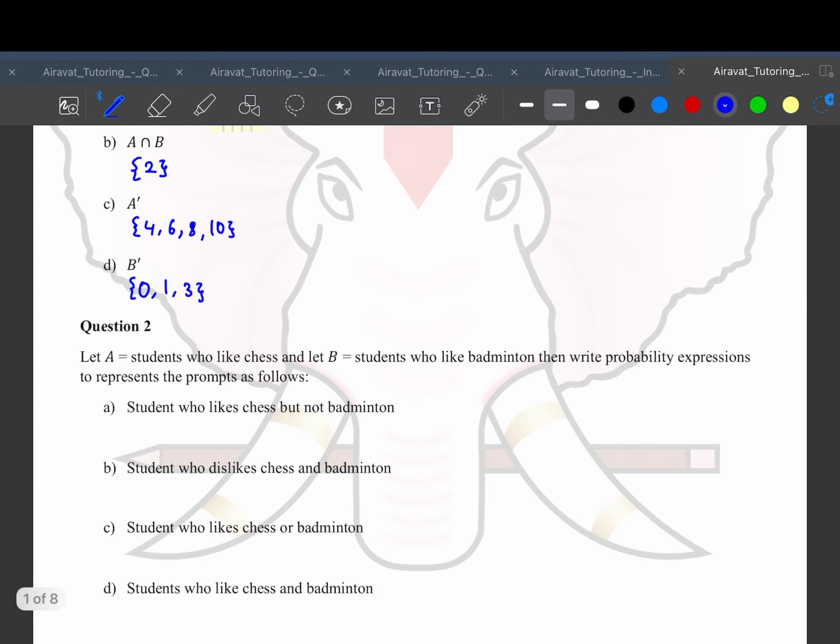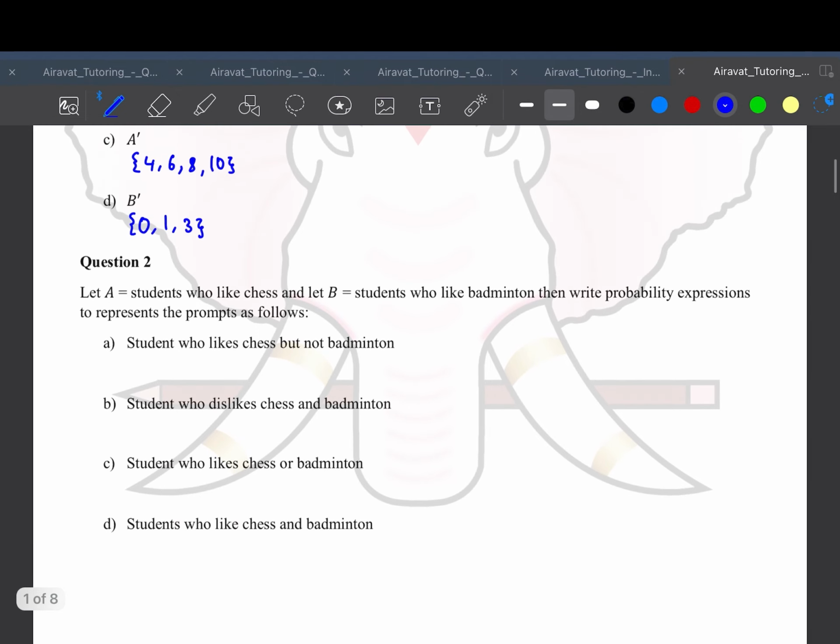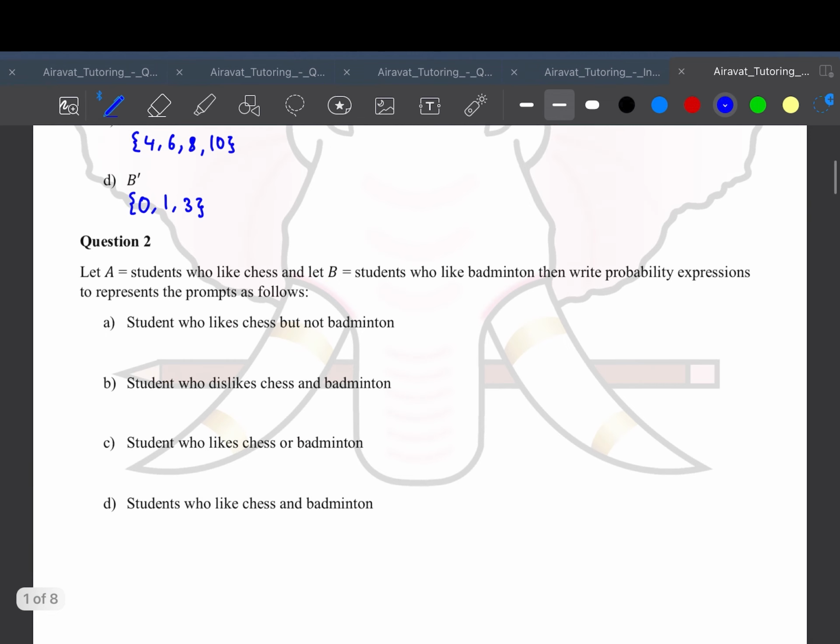And this is another question which is very similar to what we did above, except it's just a bit more wordy. So let A be the students who like chess and let B be the students who like badminton. Then we have to write probability expressions to represent the prompts as follows. Students who like chess but not badminton. This can be worded again as students who like chess and not badminton.